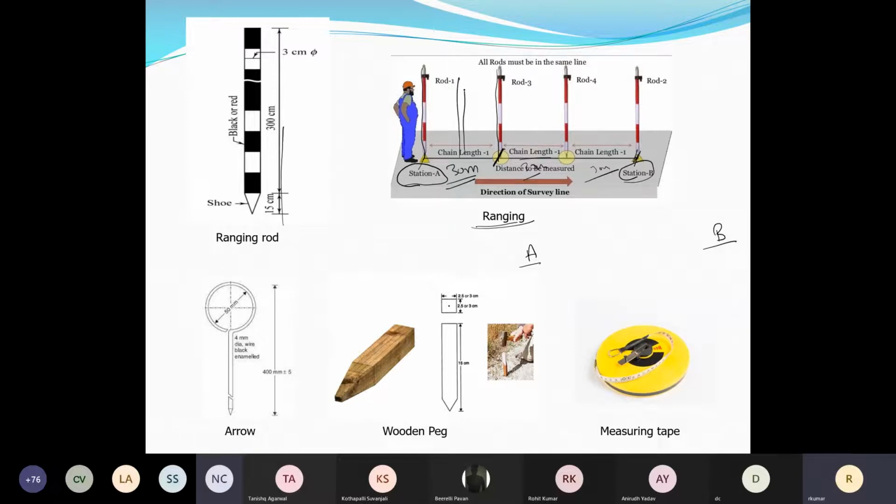So what is the meaning of that? All the ranging rods should be in one line. Are you getting it or not? All the ranging rods should be in one line. All rods must be in the same line. Is it clear to all of you?